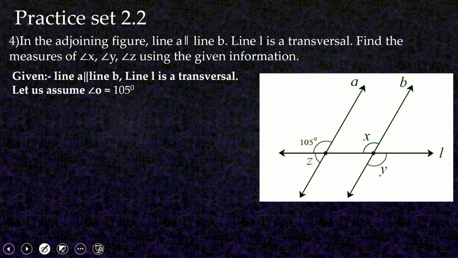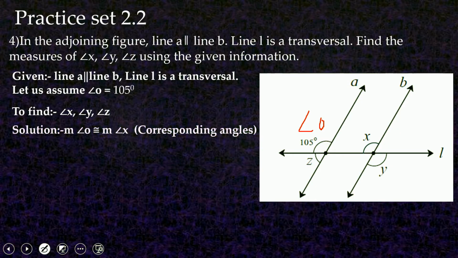Now children, let us assume angle O is equal to 105 degrees. So here, let us assume this is angle O. Next step is to find. What we have to find from this problem? Angle X, angle Y and angle Z. So let us see the solution.